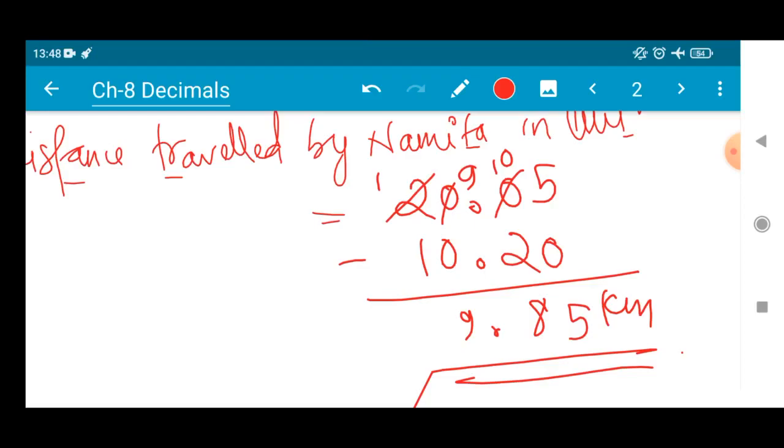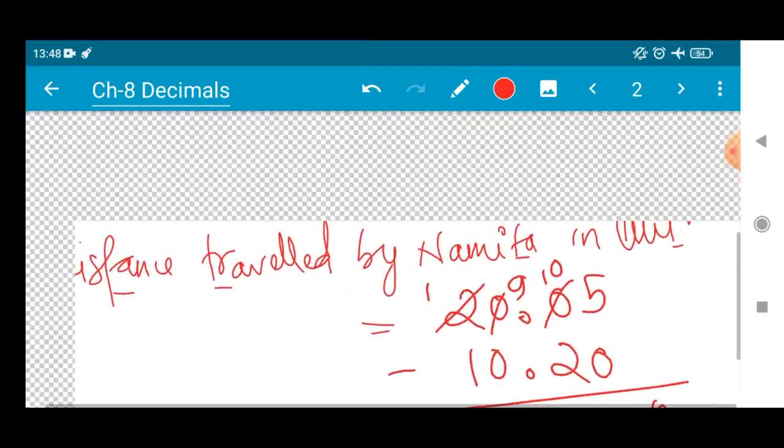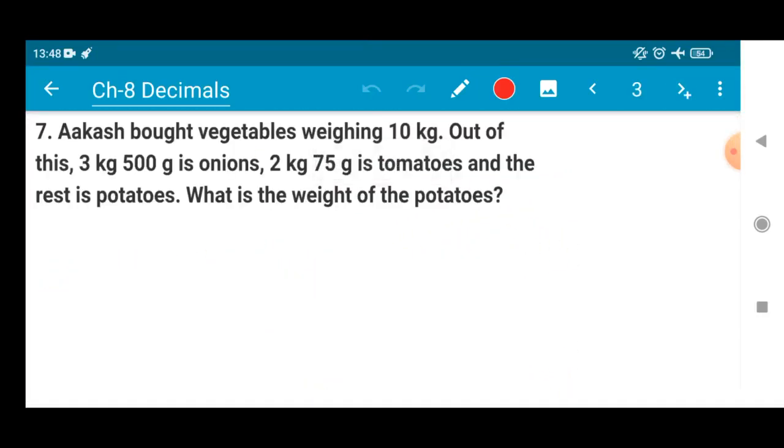Isn't it very simple? So the questions which are totally based on the decimals and the conversion, I hope you guys understood how to do this. So this is the answer, 9.85 kilometer. Okay, so proceeding to the final question.